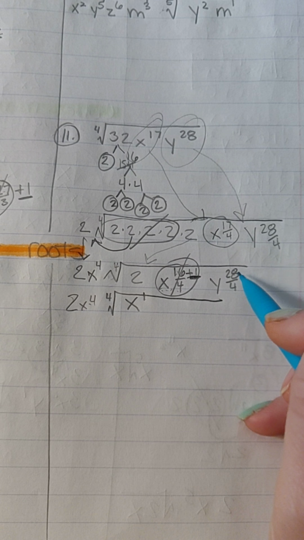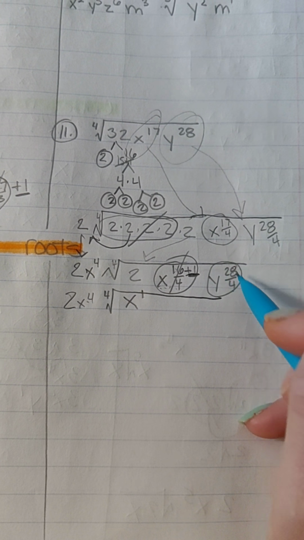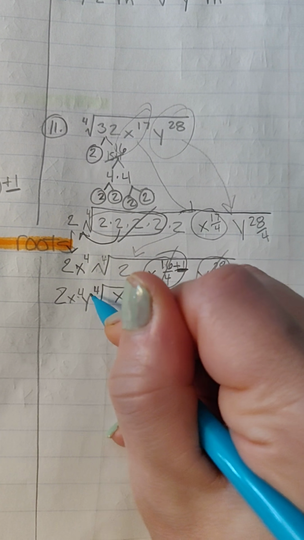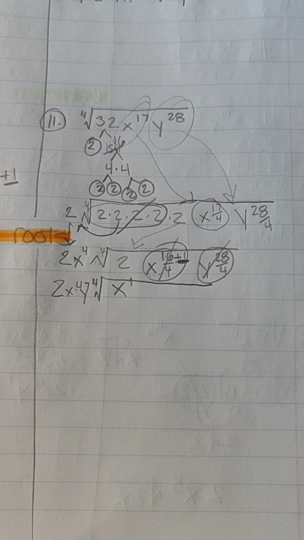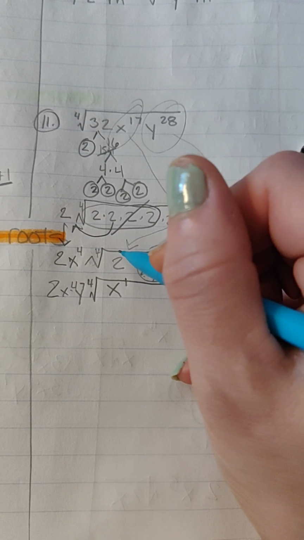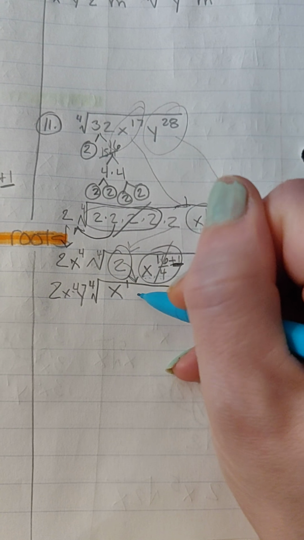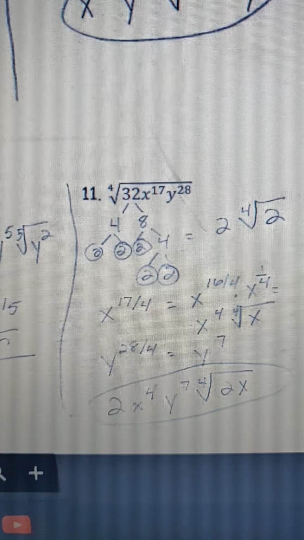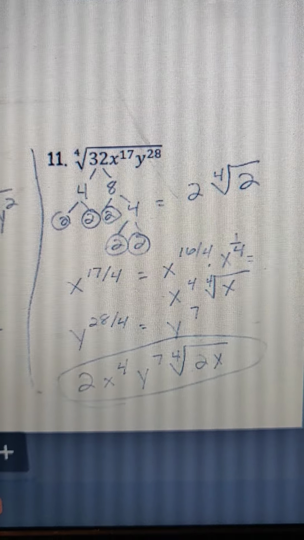And then here, that divides nicely. 28 divided by 4 is 7. So I can put y to the 7th. That should be our final answer, minus the fact that I forgot to write my 2 again. So I'm just going to write it here. And that is what Miss Bayer has. Hopefully that makes sense for you guys.